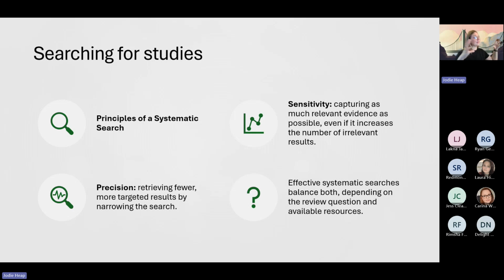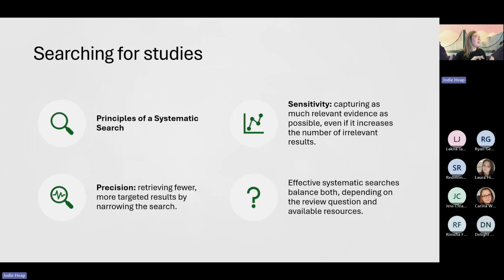So when you're looking at that search string, you can have a scoping process where you play around with more key terms, which will broaden the net that you're looking at, or you can make it very precise, with very few keywords that will naturally limit the number of returned articles. Okay. And what we're looking for, an effective systematic search balances that approach.